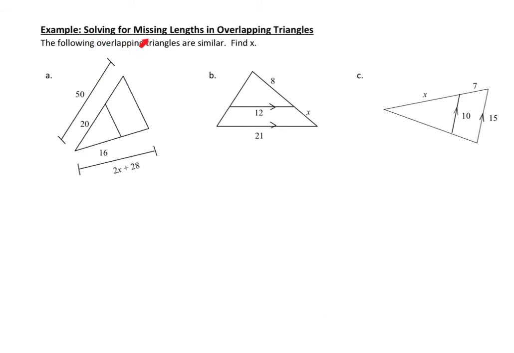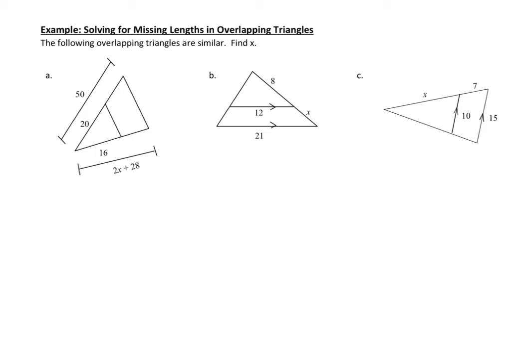Now we're going to practice finding missing lengths in overlapping triangles. The following overlapping triangles are similar, so we don't have to worry about which postulate or theorem that they are similar by because we're being told that they are similar. So we just have to solve for the variable, and we want to work on either drawing them separately or finding corresponding sides and angles.